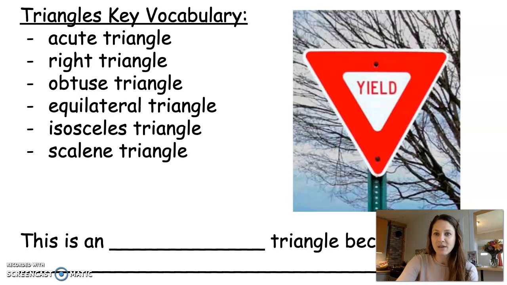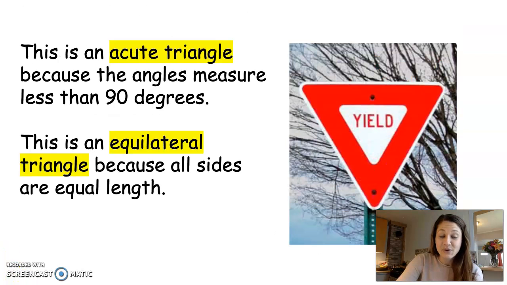What kind of triangle is this? How do you know? So you could have said, this is an acute triangle because the angles measure less than 90 degrees, all of the angles. Or you could have said this is an equilateral triangle because all sides are equal length or the same length. Okay, let's look at the next one.